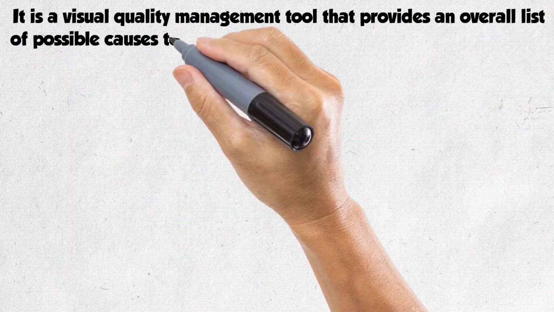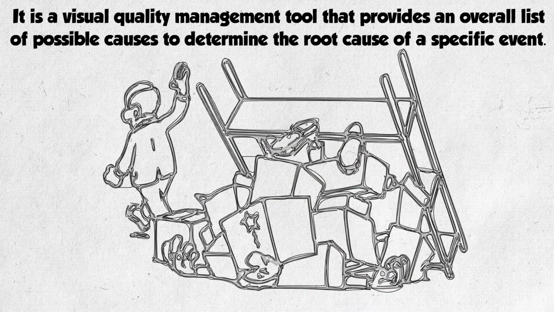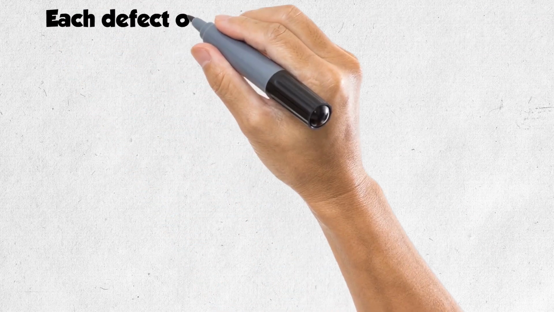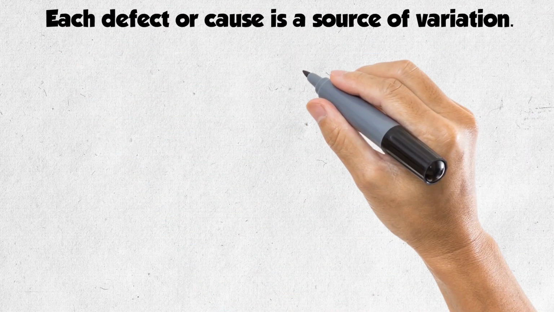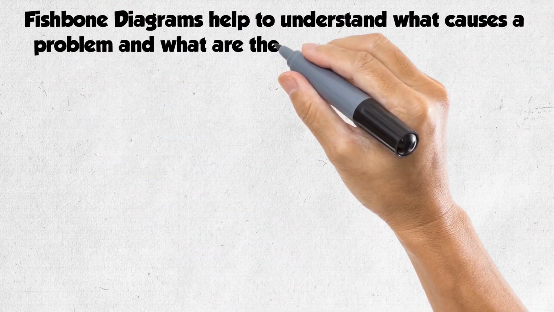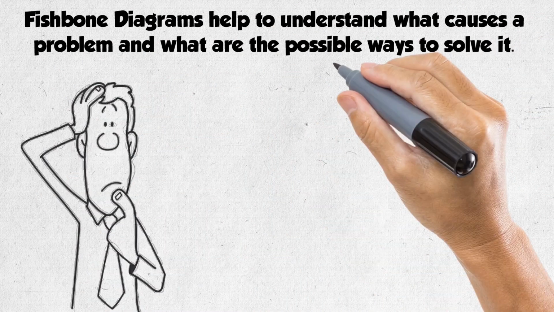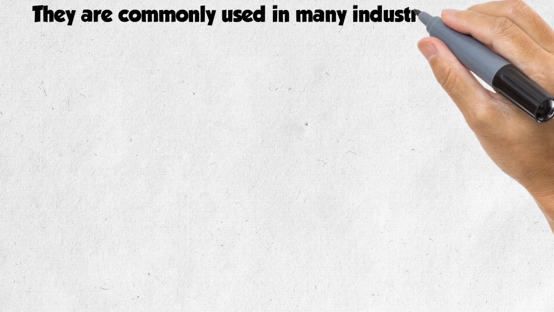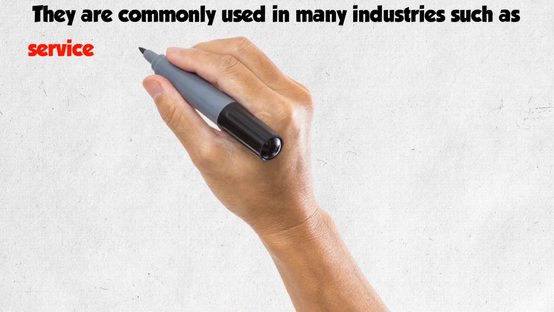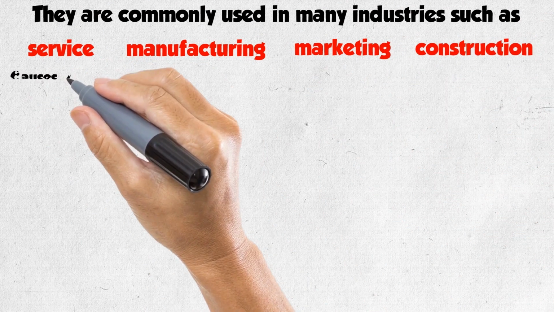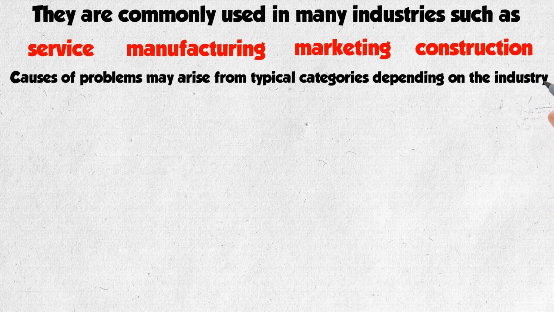It is a visual quality management tool that provides an overall list of possible causes to determine the root cause of a specific event. Each defect or cause is a source of variation. Fishbone diagrams help to understand what causes a problem, and what are the possible ways to solve it. They are commonly used in many industries such as service, manufacturing, marketing, construction. Causes of problems may arise from typical categories depending on the industry.